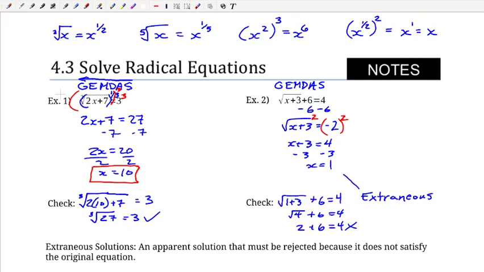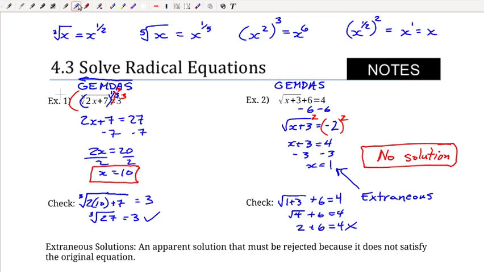So x equals 1 is extraneous, which actually means my final answer is there is no solution. And remember, this is just a reminder, an extraneous solution is an apparent solution that must be rejected because it does not actually satisfy the original equation.